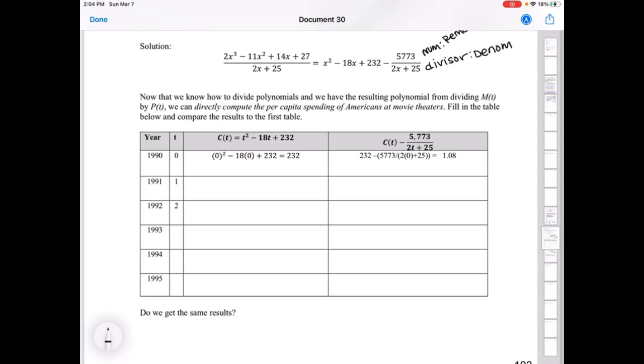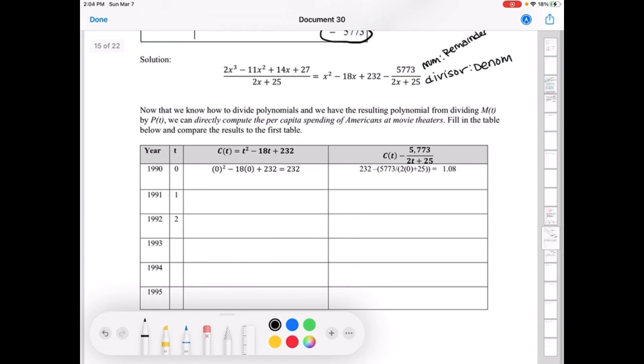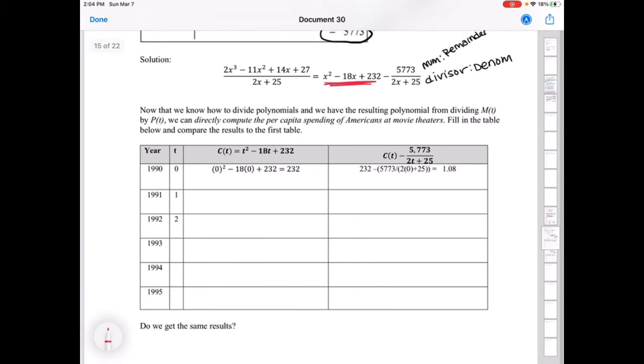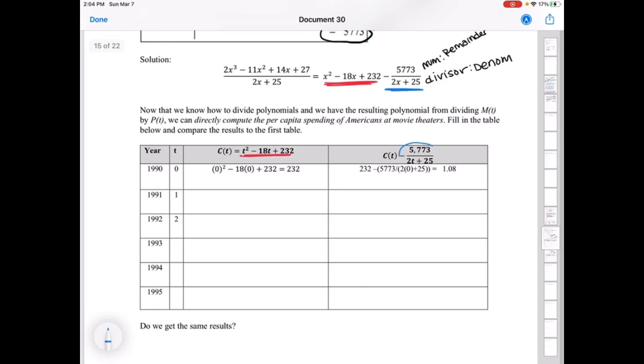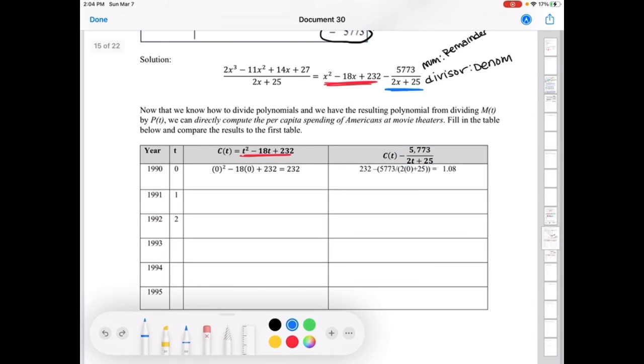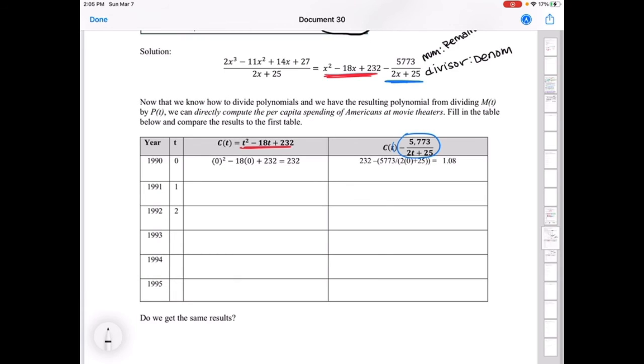So here they're having us calculate these separately. This is the first part, and this is the second part right here. But notice here they have C of t is equal to this, and then they have to take the C of t and subtract this remainder. That's the same exact thing, because you're saying, okay, let's do this first and then subtract this.